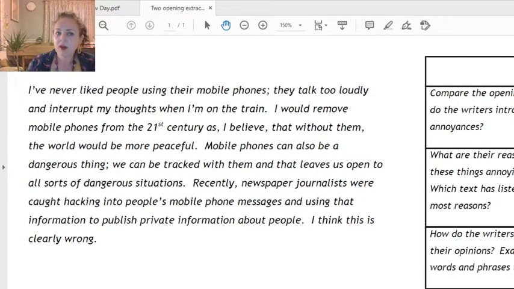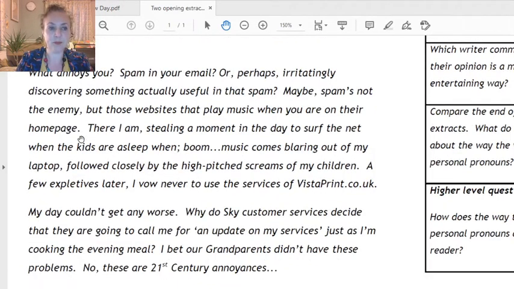I've never liked people using their mobile phones. They talk too loudly and interrupt my thoughts when I'm on the train. I would remove mobile phones from the 21st century, as I believe that without them, the world would be more peaceful. Mobile phones can also be a dangerous thing. We can be tracked with them, and that leaves us open to all sorts of dangerous situations. Recently, newspaper journalists were caught hacking into people's mobile phone messages and using that information to publish private information about people. I think this is clearly wrong.